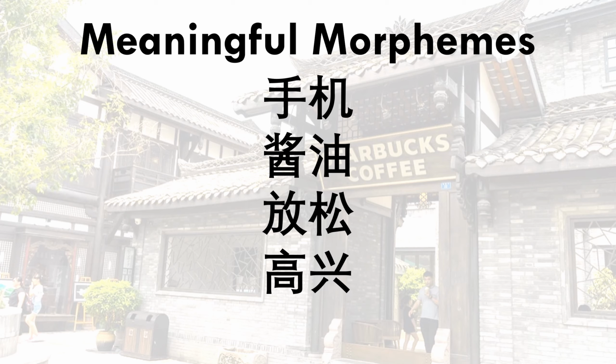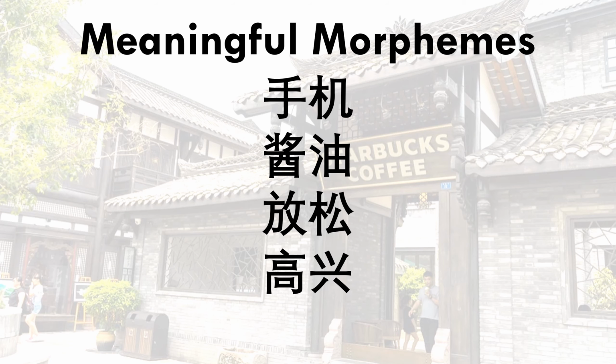So with 放松, you wouldn't stress only one part, because the 放 is important and the 松 is important. It's not just letting or just loose, it's let loose. You have to have both parts. They're both meaningful. Now, 高兴, this is an adjective meaning happy in the excited sort of way.